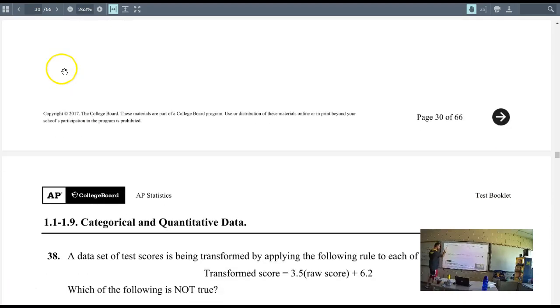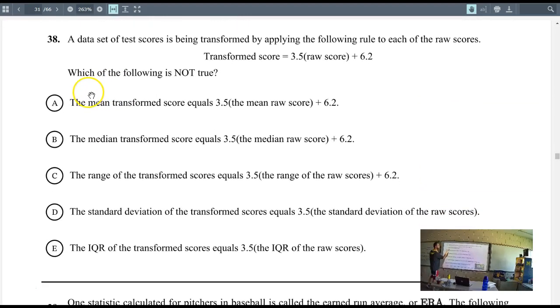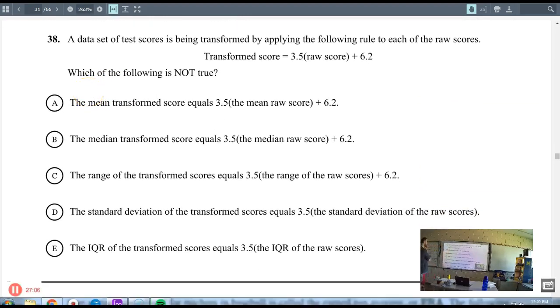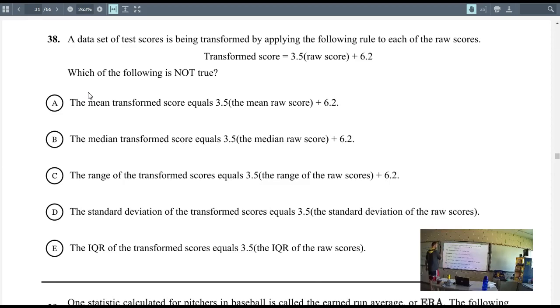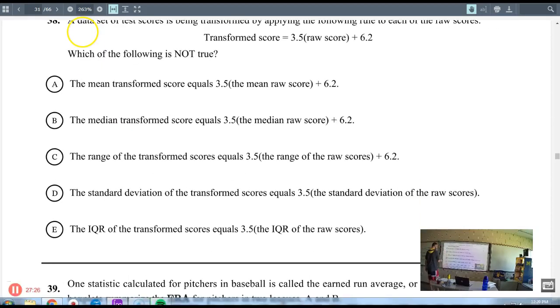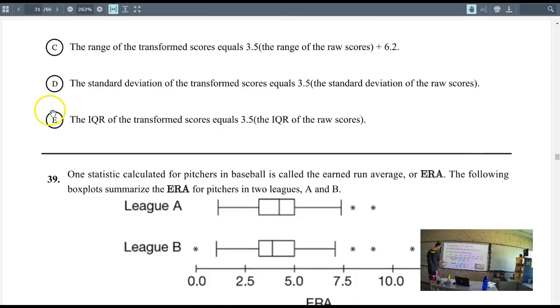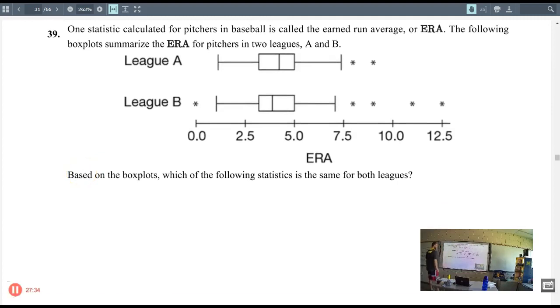38. We're going to skip this. You're not ready for it. If you want the answer, it is C. Don't worry about it. My AP Classroom got a little aggressive putting some of the next chapter stuff on there. 39 and 40, and then I'll make a new video after this.